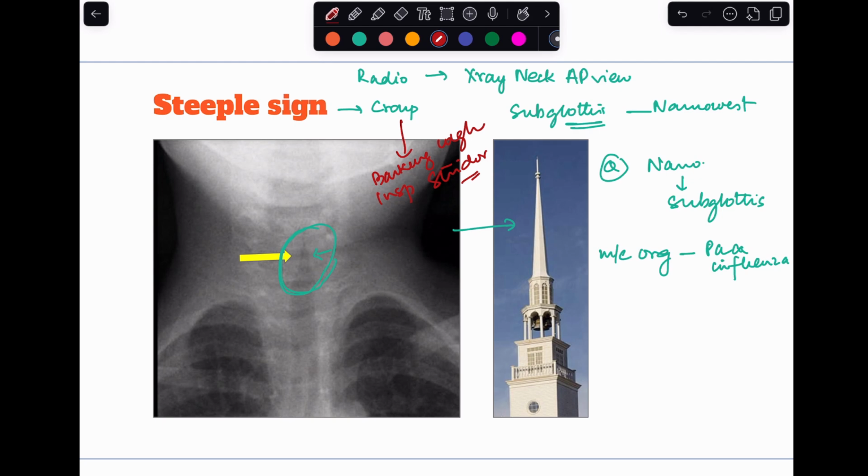So this is about the steeple sign that we see in cases of croup, which is also known as acute laryngotracheobronchitis, where we are seeing a narrowing of the subglottic region. And very important to remember is that the subglottis is the narrowest part of the pediatric airway.